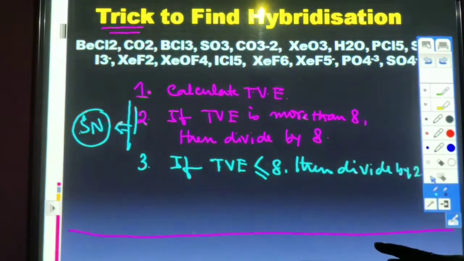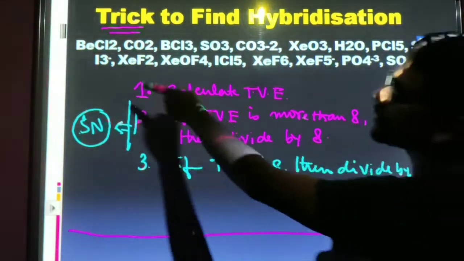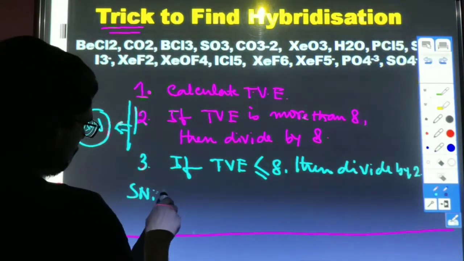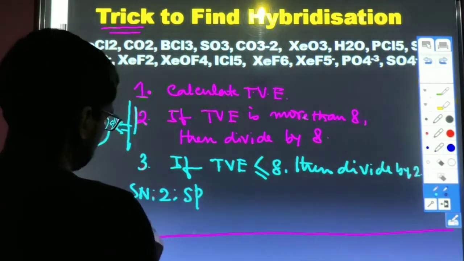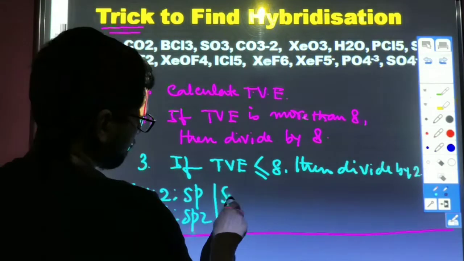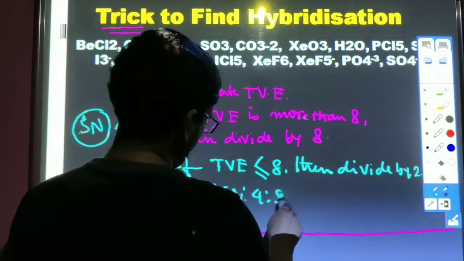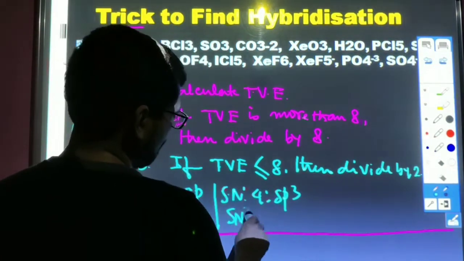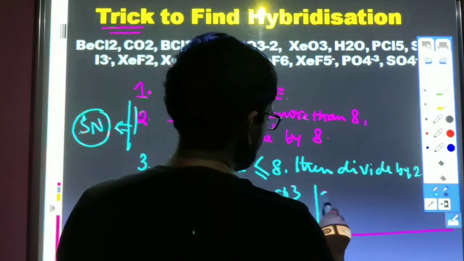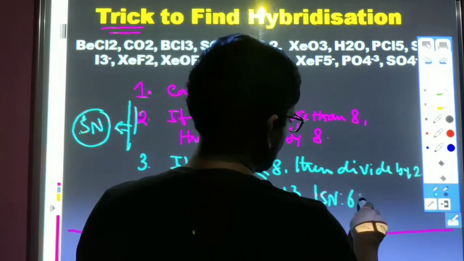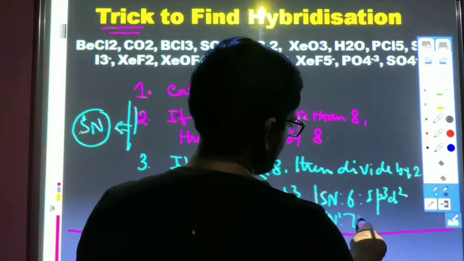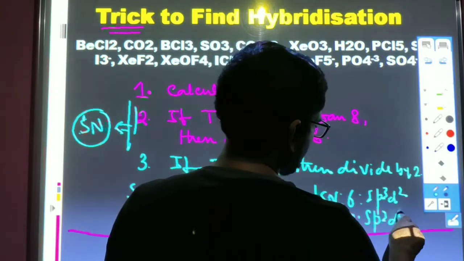Once you get the steric number, you can easily mention the hybridizations. Like if steric number is 2, hybridization will be sp. If steric number is 3, hybridization sp2. Steric number 4, hybridization sp3. Steric number 5, hybridization sp3d. Steric number 6, hybridization will be sp3d2, and steric number 7, hybridization will be sp3d3.